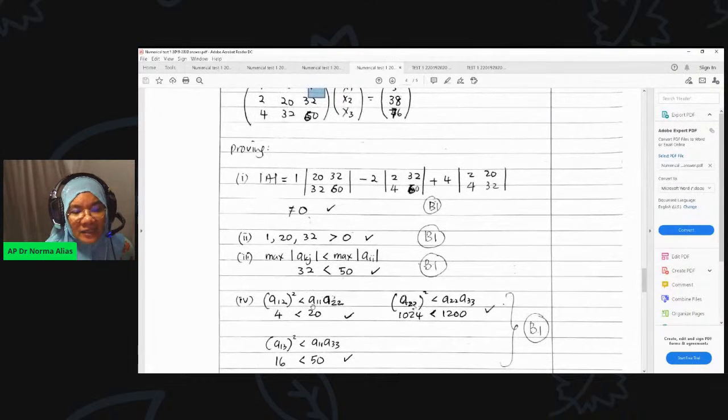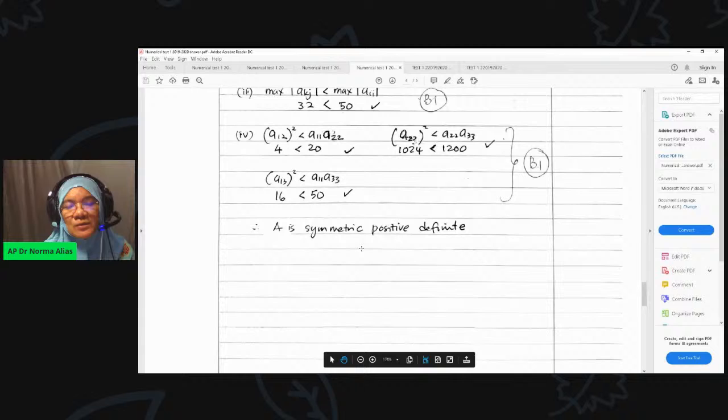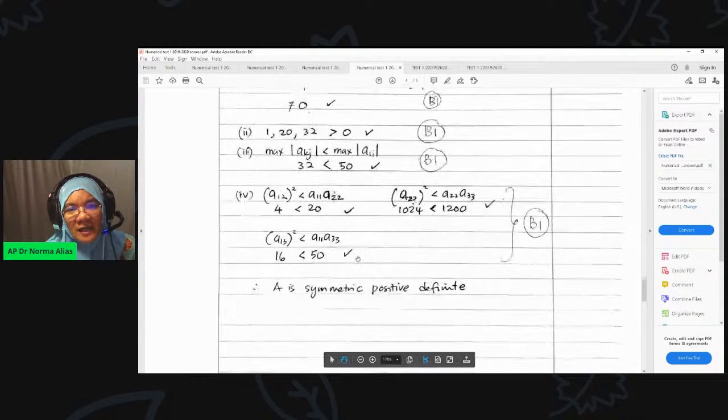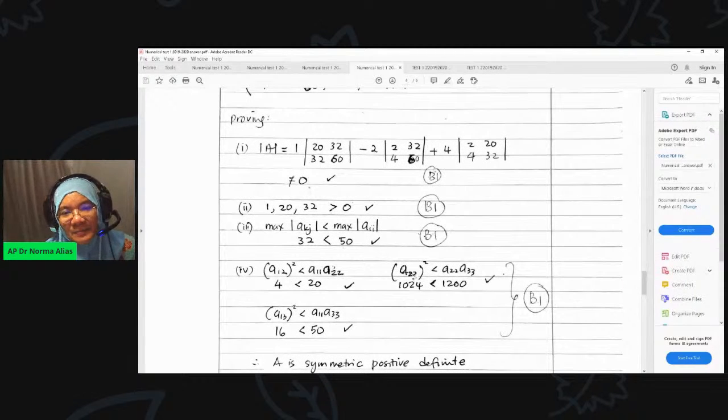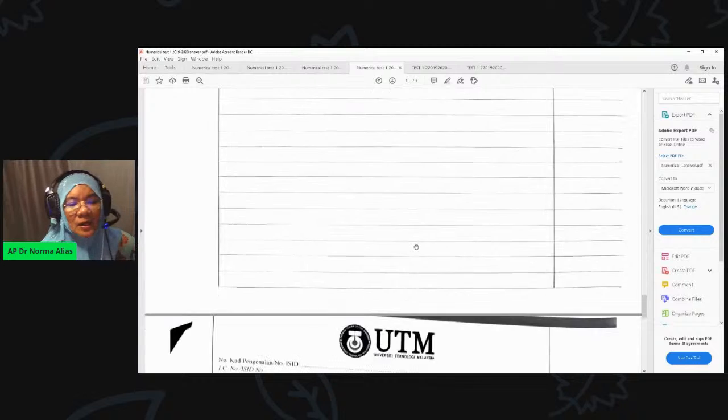You can choose any value. So you get 4 is less than 20, or A23 squared is less than A22 times A33. So all the conditions are fulfilled. All four formulas are fulfilled. So what you prove is that A is positive definite. Is A positive definite? So B is correct. You have four formulas, four theorem rules, and you can get 4 marks.